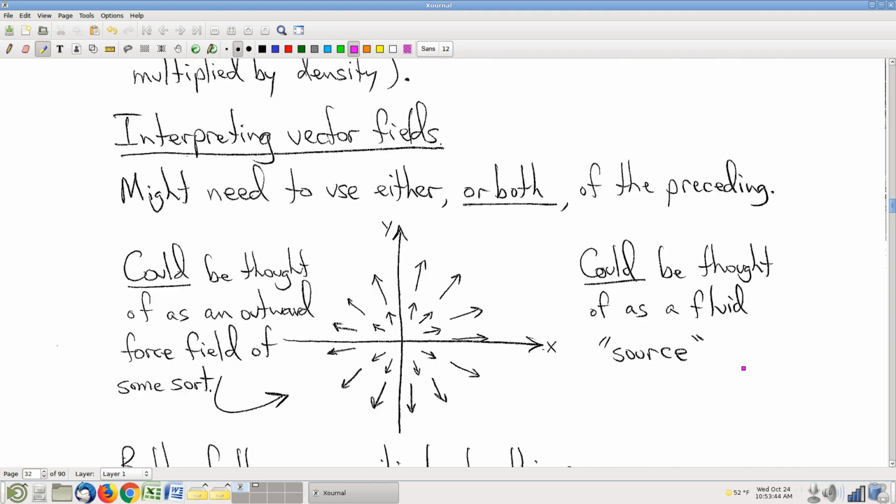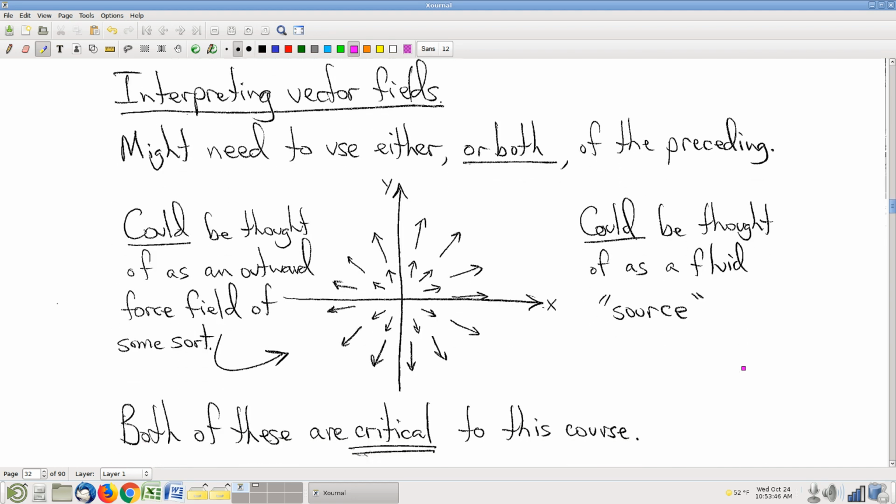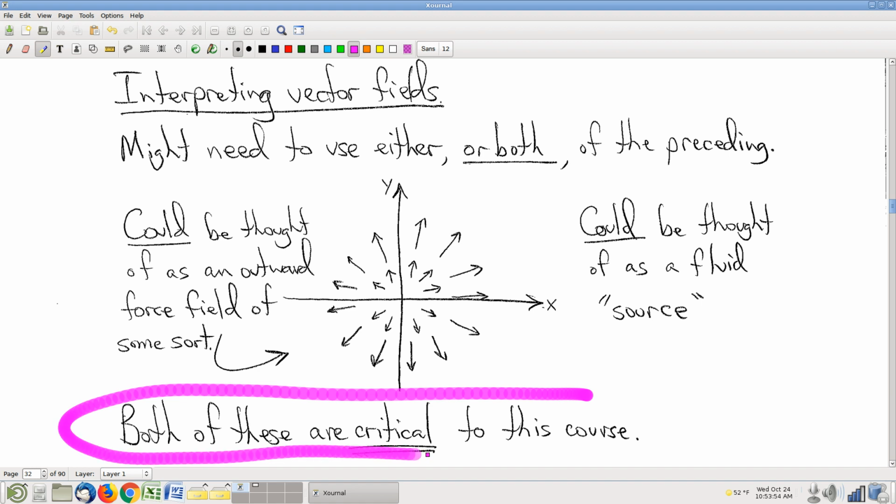Okay, so this bit here is just to emphasize a single point: you cannot take a pick between the above two examples that I gave you. In other words, how do we interpret vector fields? How do I think of them when I'm trying to relate to them physically?